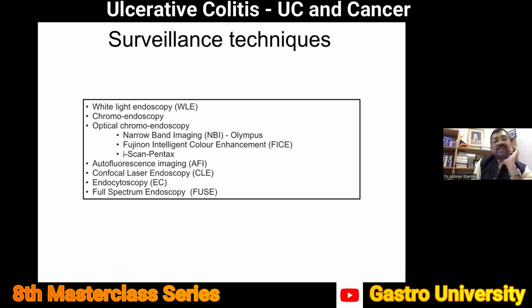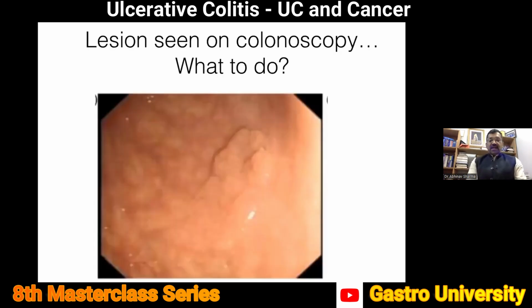Now, how to do surveillance? Traditionally we have been doing routine colonoscopy, which is called white light colonoscopy. But later on, various modalities have come up to improve the yield of dysplasia or colorectal cancer detection in colonoscopy, that is chromoendoscopy. Then newer technology: narrowband imaging from Olympus, FICE from Fujinon, and i-Scan from Pentax. This is called optical chromoendoscopy. And newer modalities are coming up, not in very much use, but probably modalities of the future: autofluorescence, confocal laser microendoscopy, endocytoscopy, and a few others. So we are doing white light endoscopy.